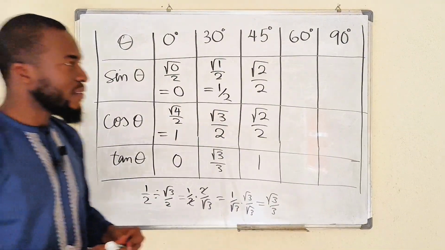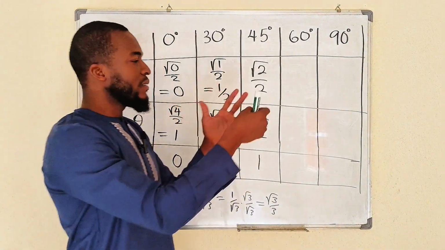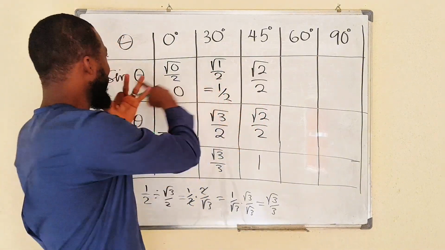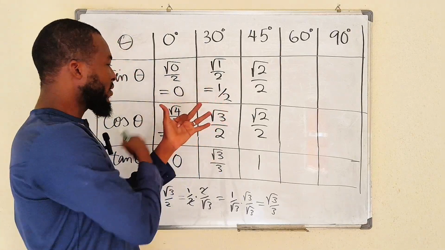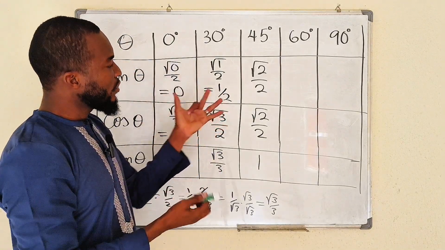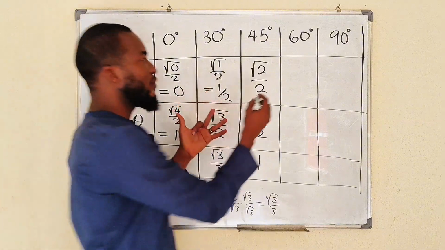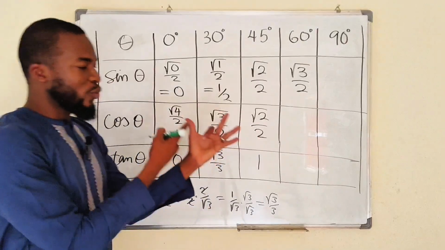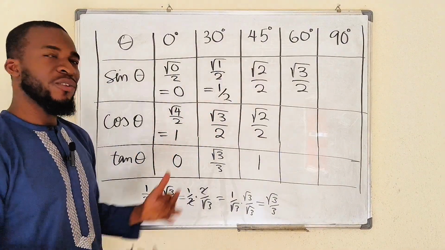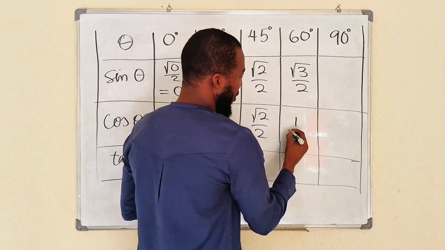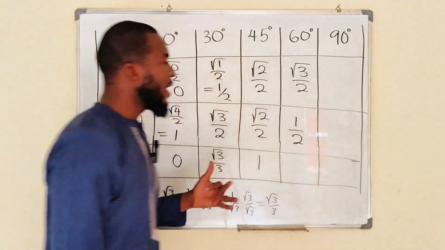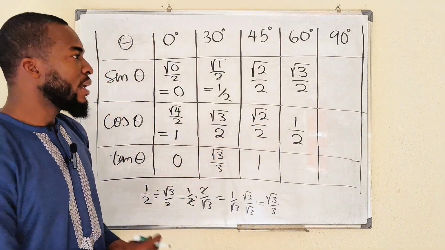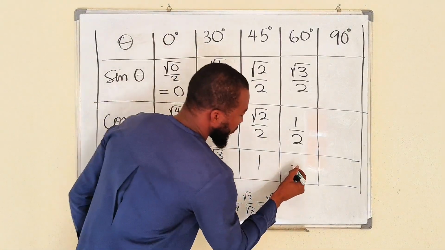Moving on to 60 degrees. 0, 30, 45, 60. Fold it. We have 3. If you want to talk about sine, you count the number before, and for cosine, the numbers after. So sine is root 3 divided by 2. And for cosine, it will be root 1 divided by 2. And you know that root 1 is still 1, so this is just 1 divided by 2. And for tangent, you divide this by this. Just apply the same principle. You're going to get root 3.